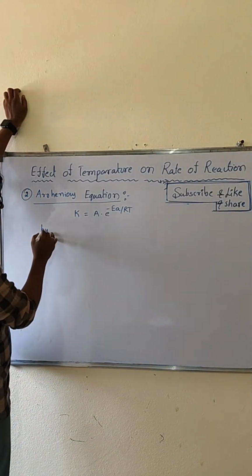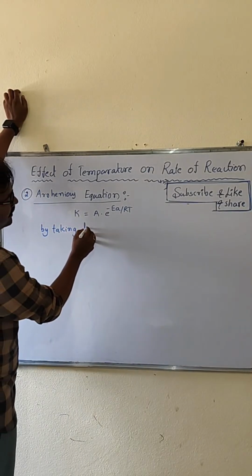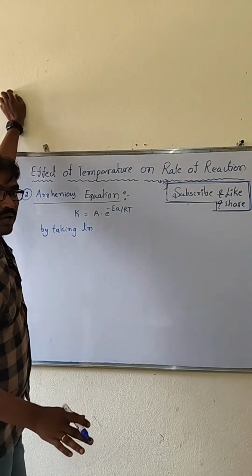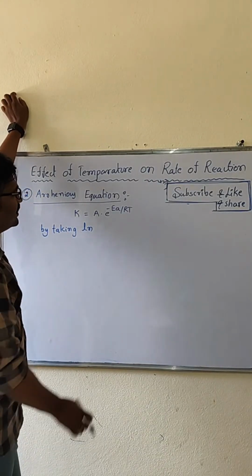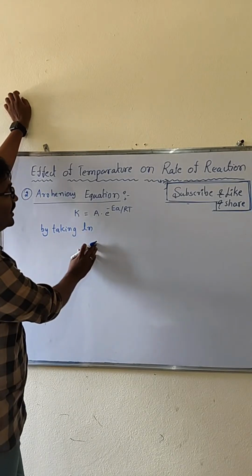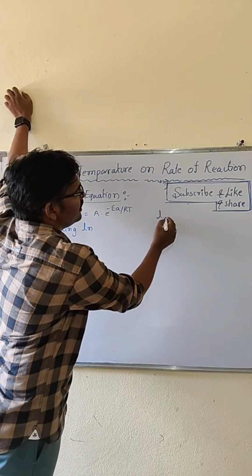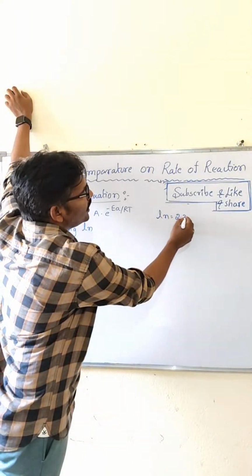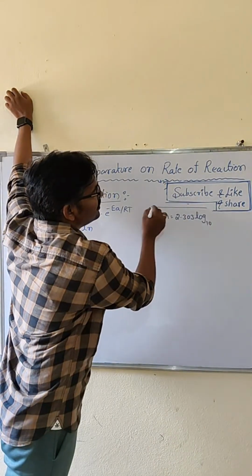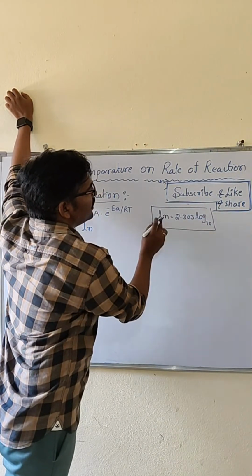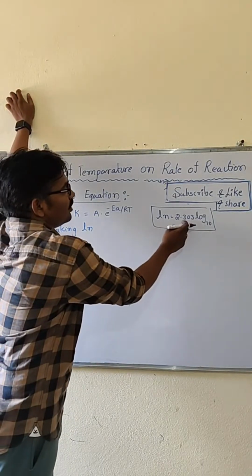By taking ln. So ln is not the ln brand of chemistry, right? ln is nothing but logarithms. Remember, ln equals 2.303 log base 10. So ln is log base e, and this is log base 10.